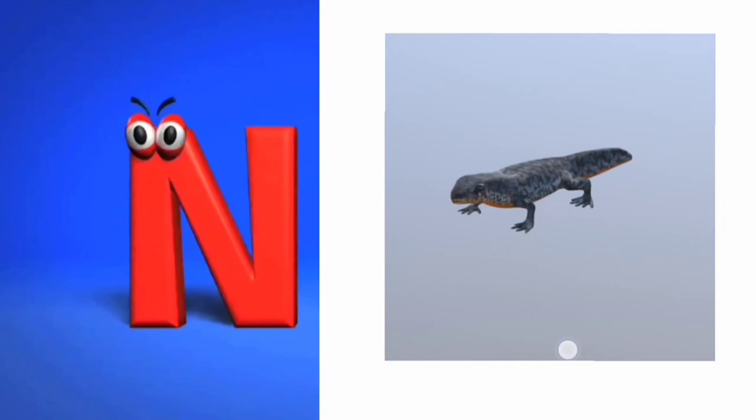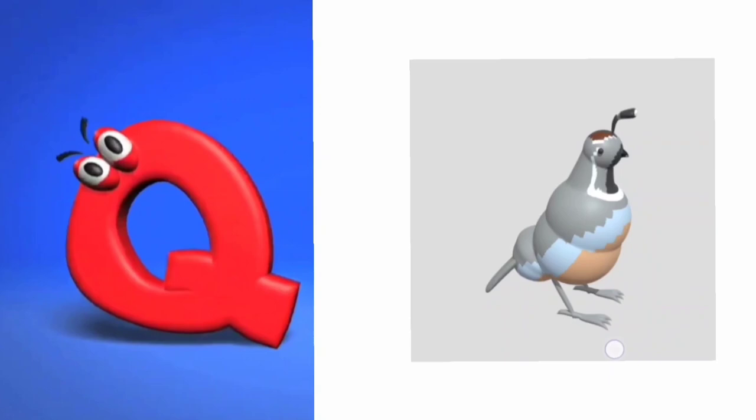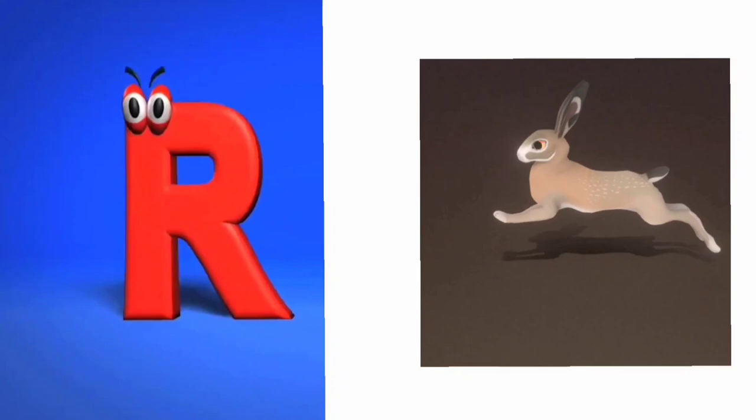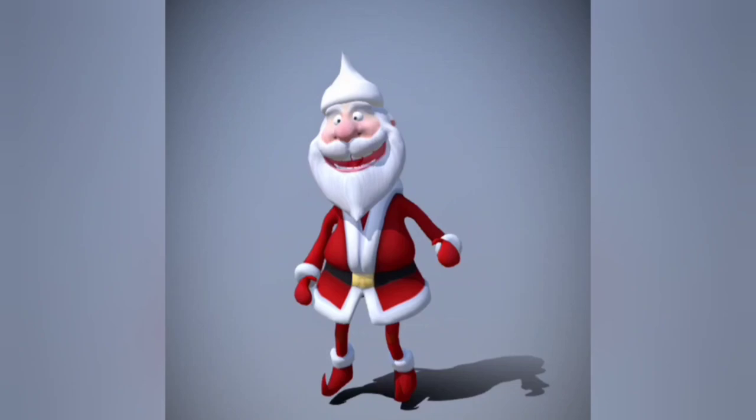M is for monkey, monkey. N is for newt, newt. O is for owl, owl. P is for penguin, penguin. Q is for quail, quail. R is for rabbit, rabbit. S is for snake, snake. Watch out for the snake! Run, run, run! Snake.